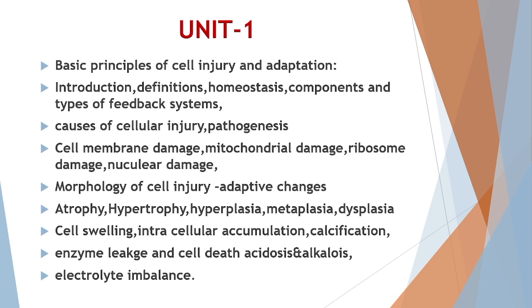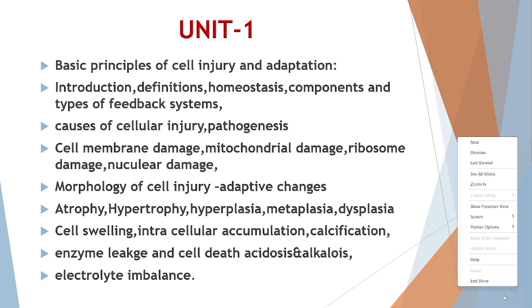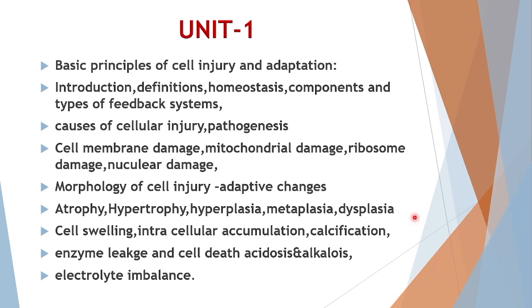So unit 1 in pathophysiology includes the basic principles of cell injury. These are the topics to be discussed. The first one is the basic principles of cell injury. What is cell injury? Cell injury is a type of injury which occurs to the cells when excessive stress is applied onto them. Injury means damage to the cells, so the cells may adapt to the changes.